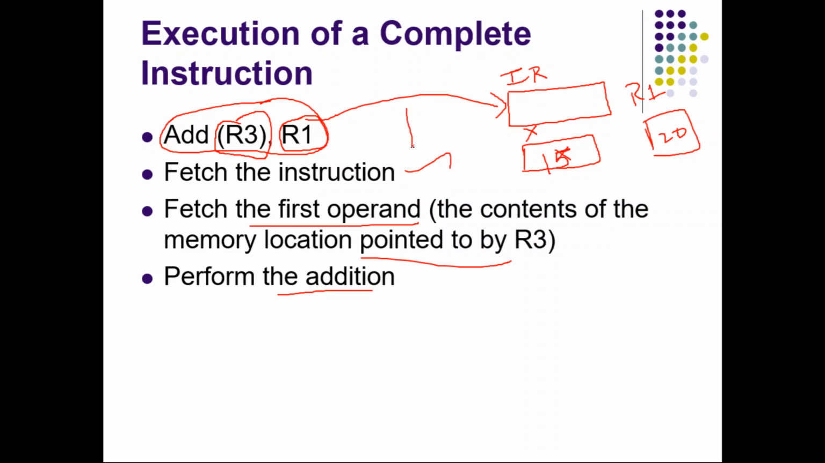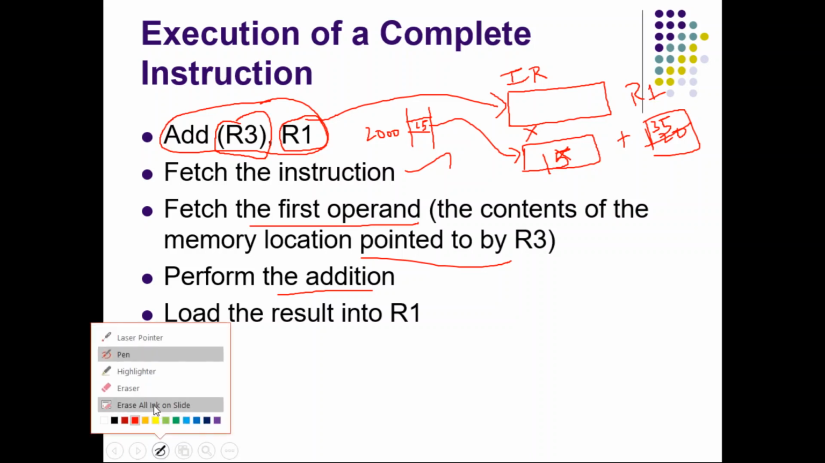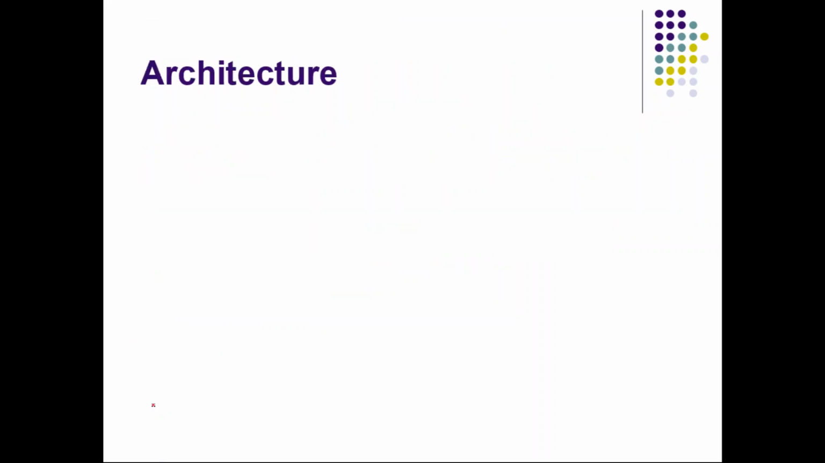So this 15 you have to fetch, but you need not fetch R1, because it is already inside the processor only. Okay, so in memory location 2000, you have 15, right? So that 15 is fetched to some temporary register. Then perform the addition, add these two things, and load the result in R1. So finally R1 will be having 35. So these are the steps in brief, what are the things to be done, but exactly how the processor manages to do that, that is what we are going to understand.